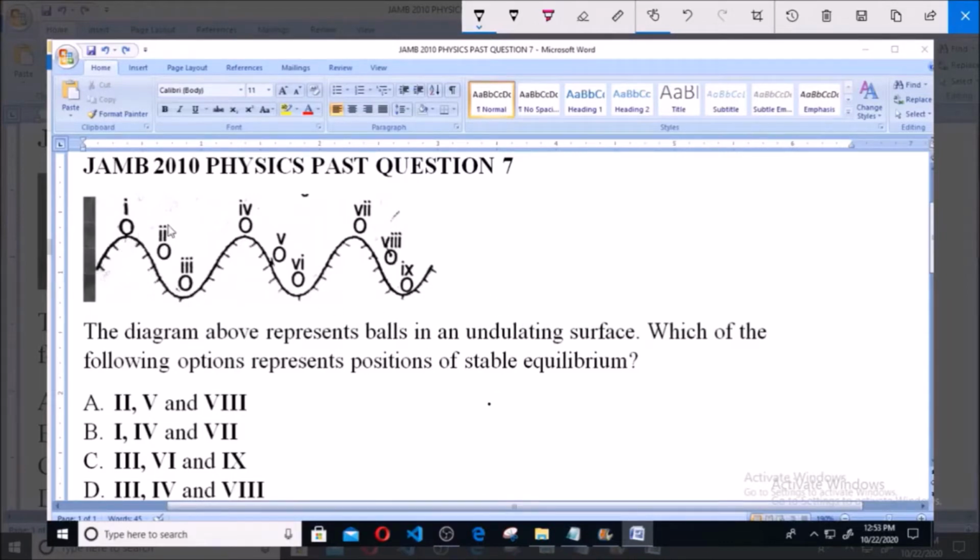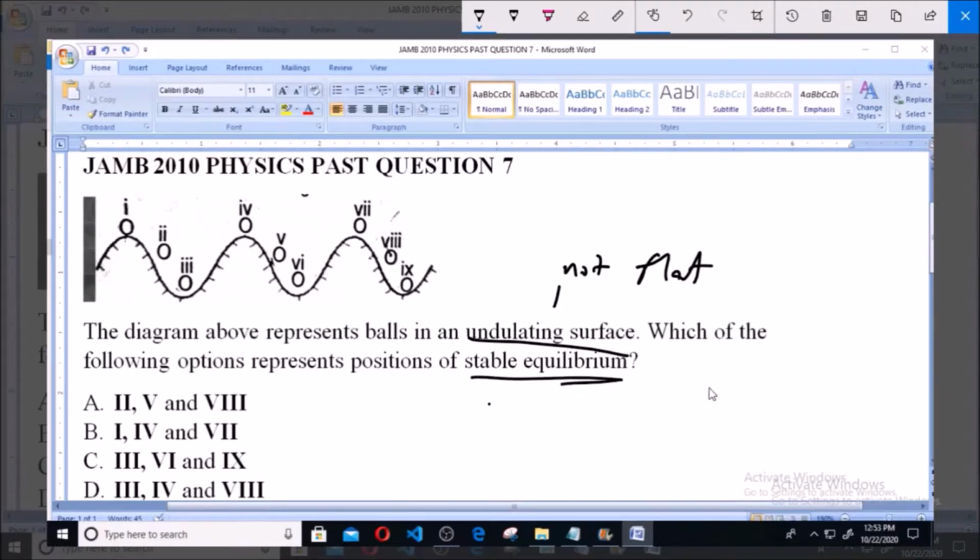Now you have this diagram here representing balls at various points in an undulating surface. So a surface that is not flat, okay, an undulating surface. Now we are asked for the ones which represent positions of stable equilibrium.